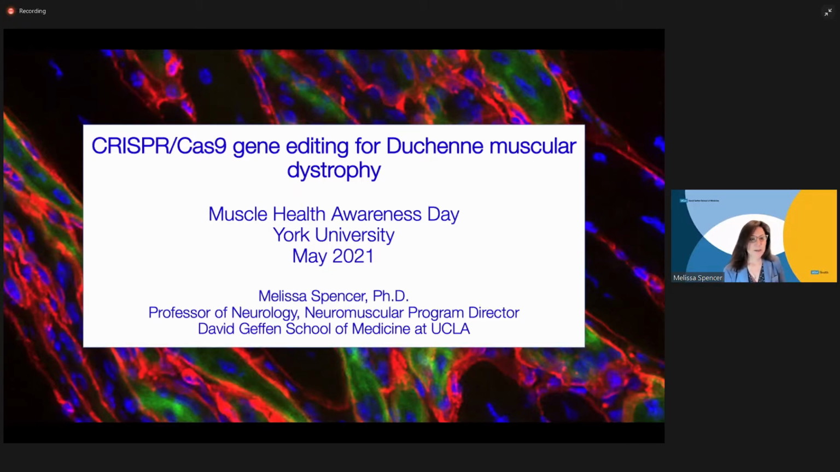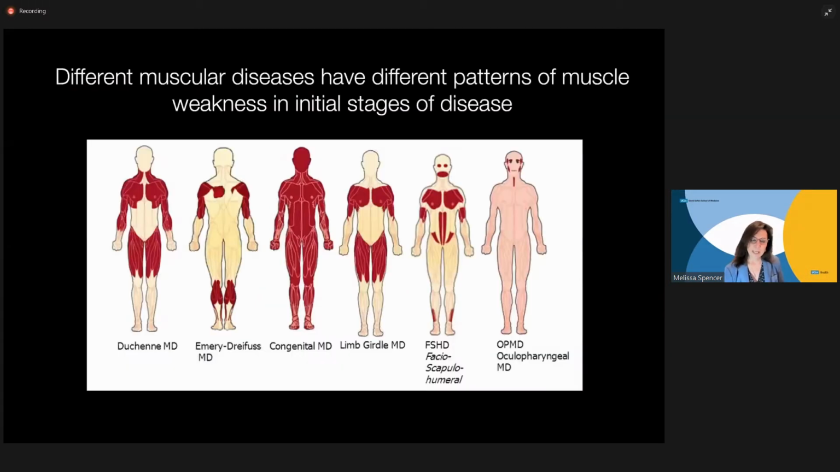So I'm Melissa Spencer, and my lab studies genetically inherited neuromuscular disorders, of which there are 500 genetically defined forms. I did start out as a kinesiologist. That was my undergrad degree. So I have a warm place in my heart for exercise physiology, and I actually find that a lot of the work that I'm doing now in the disease state often plays off some of the lessons I learned way back in the 80s as a student at UCLA.